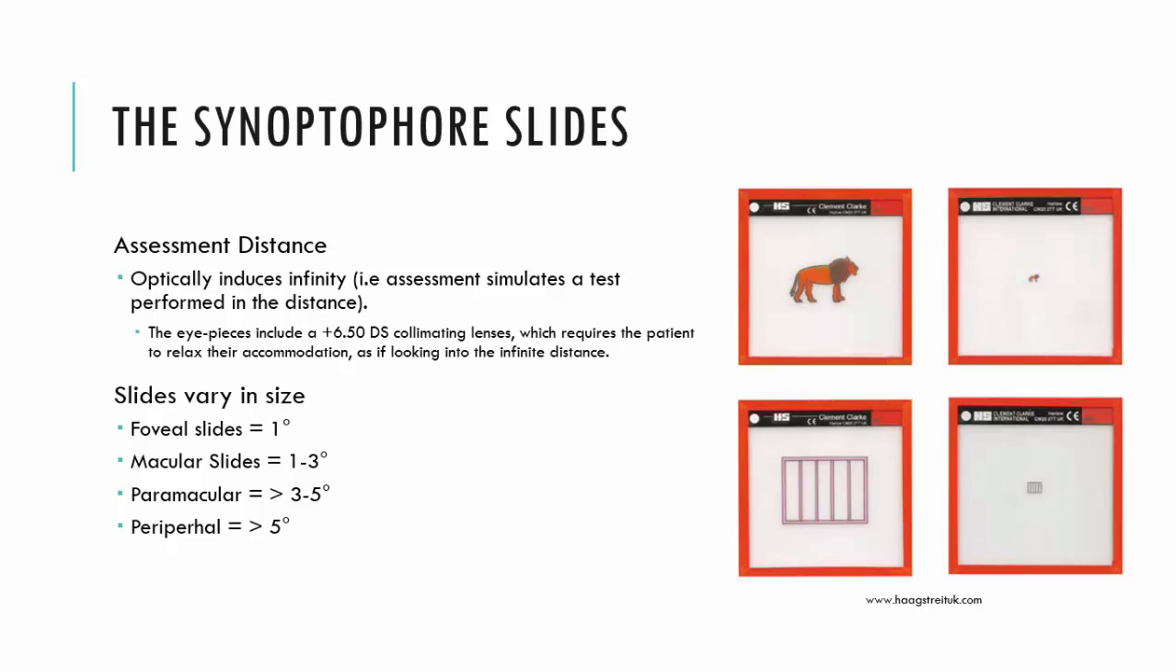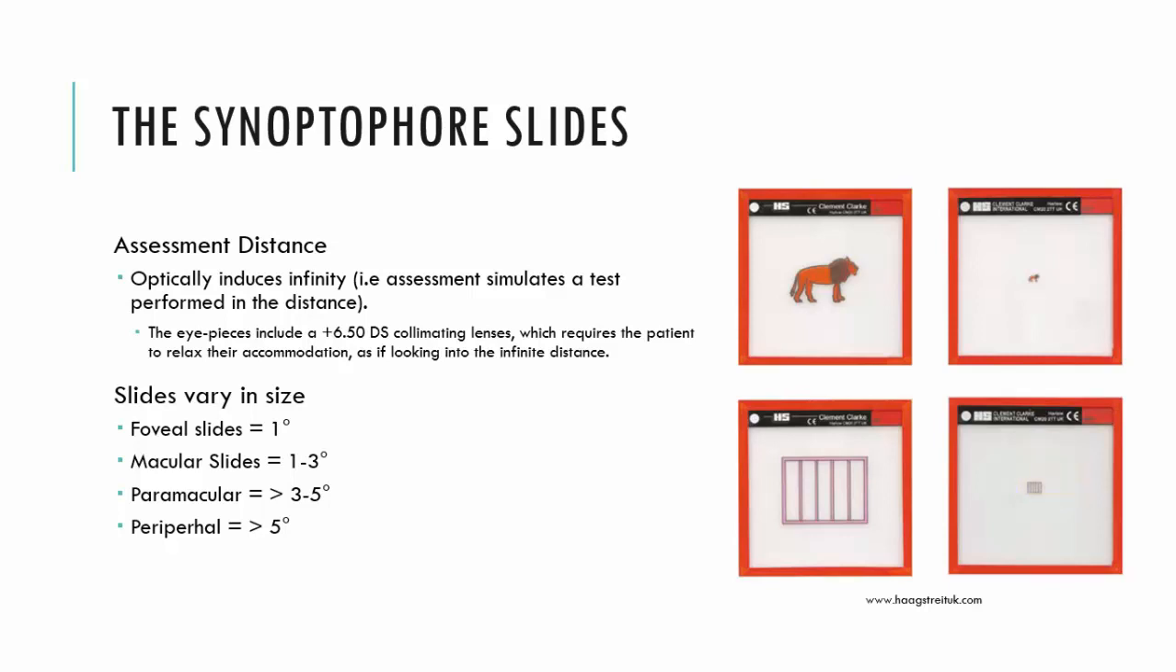Okay, and finally, in terms of the slides, they come in various sizes. And you'll see here I've listed, you have foveal slides, macular slides, paramacular slides, and peripheral. And they become larger as you move into the periphery. And here is an example of peripheral slides versus foveal slides. And so you can see it's the same, it's a lion in a cage, but the size is different.